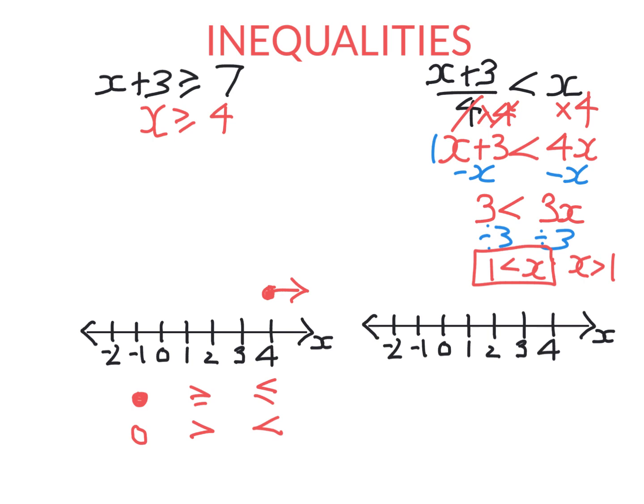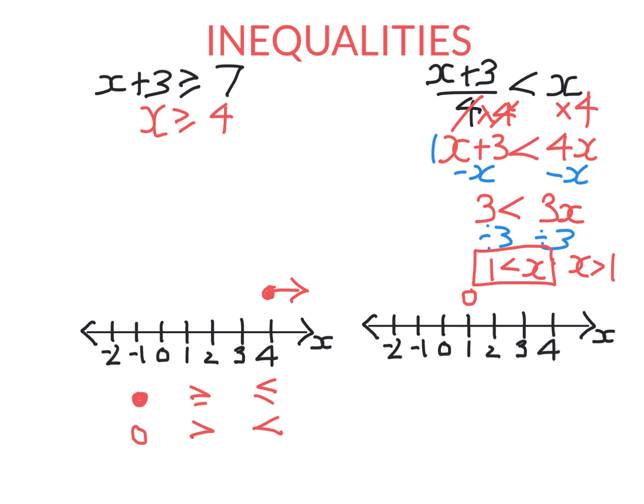So to display this on the number line, I go to 1. Now I'm going to use an open circle because I'm not including this value. 1 is actually not a solution here, because if I substitute x for 1, I get 4 over 4, 1 is less than 1. That's not true. 1 is not less than 1. 1 equals 1. So that's why this is not a solution and not included.